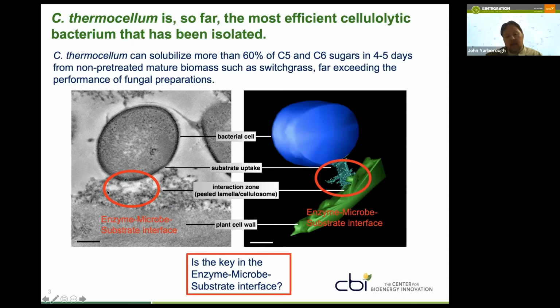And this is the area in which we truly believe is the reason why we see such high efficiency and conversion of glucan with the microbe. If you look at the 3D representation, this is the area that we are defining as the enzyme-microbe-substrate interface. We want to get a better image and a better idea of what's going on there.